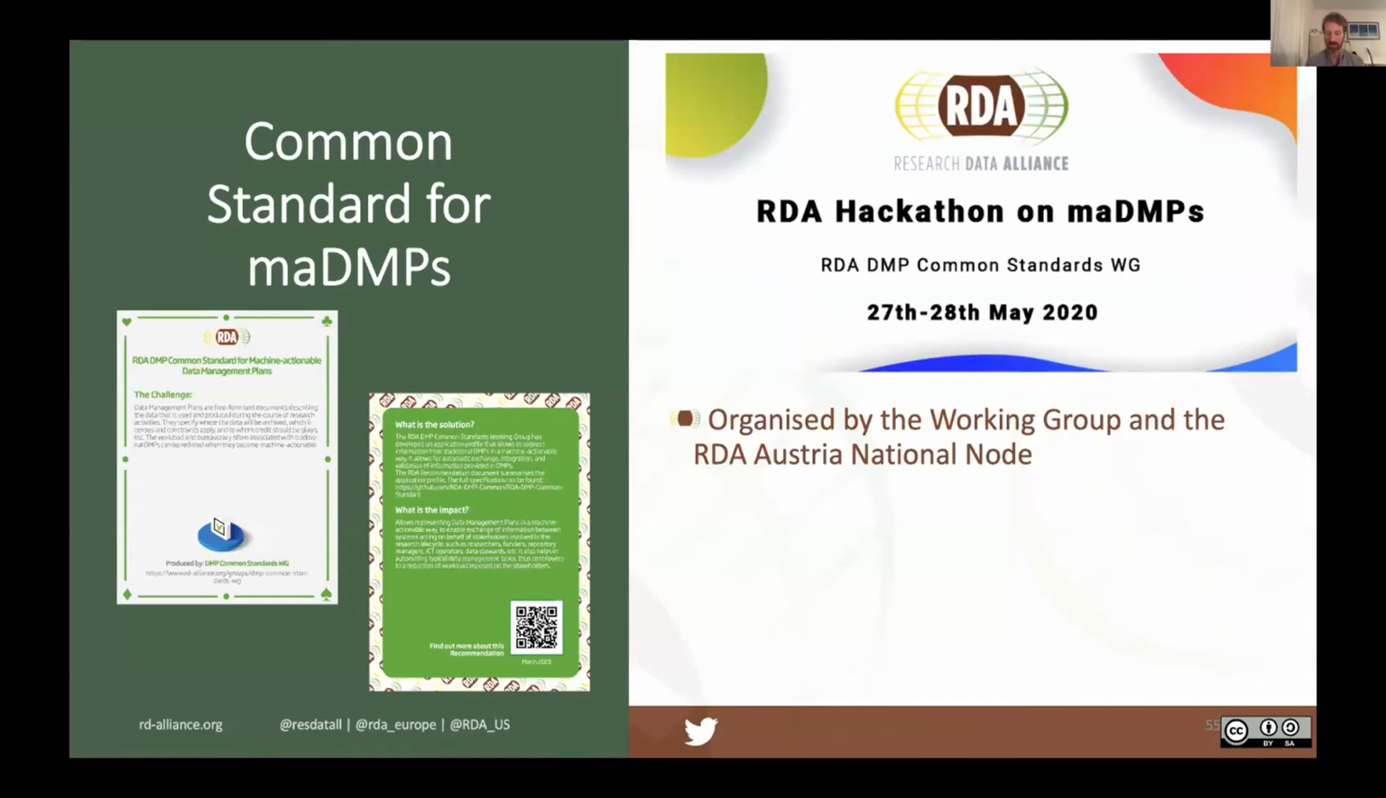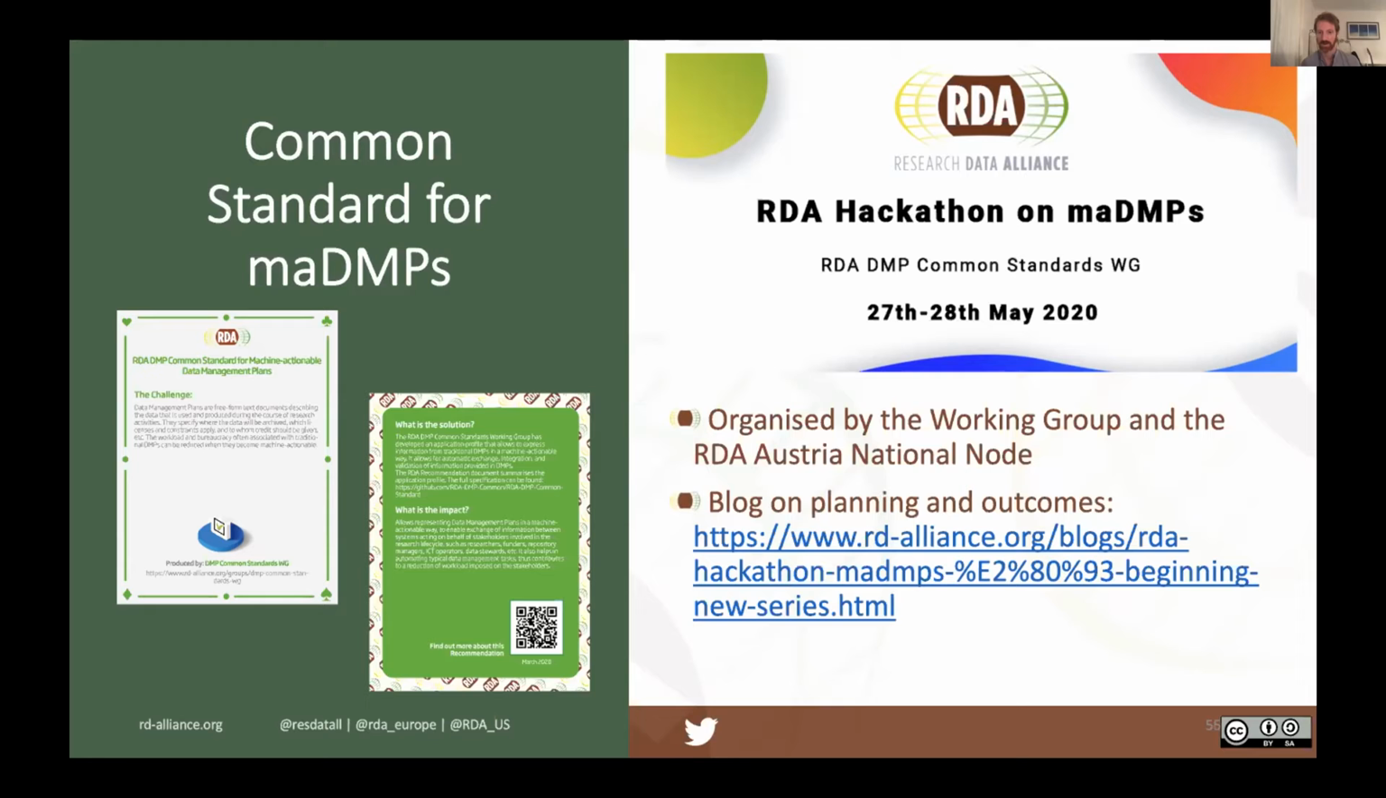So as well as the usual channels to gather community input, the working group took a more novel approach to elicit feedback from the community. Towards the end of May earlier this year, there was a hackathon organized by the working group along with the RDA Austria node, with the intention of applying and testing the RDA Common Standard for machine actionable DMPs in a variety of settings. There is a blog on site, with the link to it on screen, from Thomas Mixa, who was one of the working group co-chairs. This blog outlines the planning and the outcomes of the event.